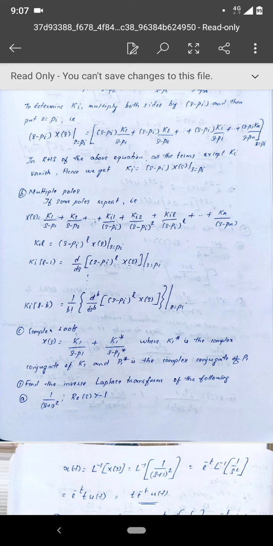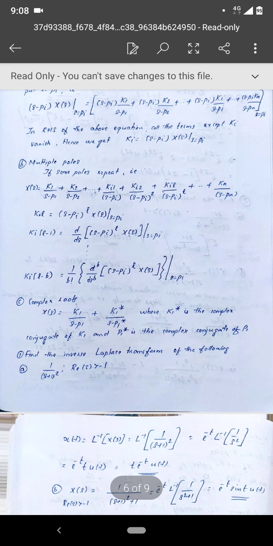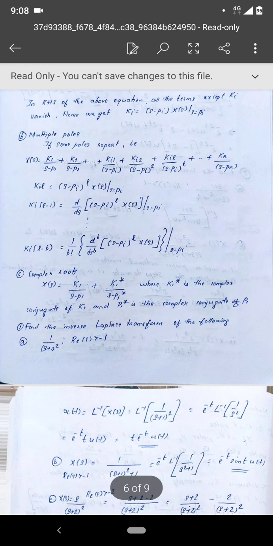In general you can write k_i(l-b) = (1/b!) [d^b/ds^b ((s - pi)^l X(s))] at s = pi. So X(s) is multiplied with (s - pi)^l, you find the bth order derivative with respect to s, and then you apply s = pi. Then you multiply the whole thing by 1/b!. I repeat: X(s) is multiplied by (s - pi)^l, then you take the bth order derivative with respect to s, then you apply s = pi, and then you multiply the whole thing by 1/b!.